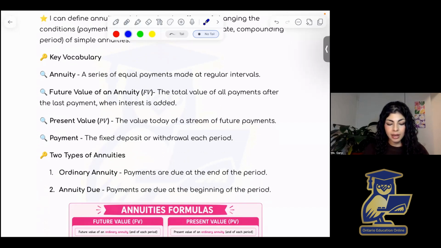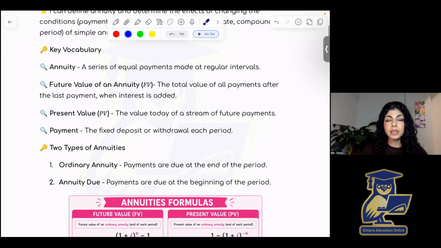First, what is an annuity? It is a series of equal payments that are made at regular intervals. So consider you're investing for your future and you want to start a savings account and you want to deposit money to the savings account each month. That would be an annuity.